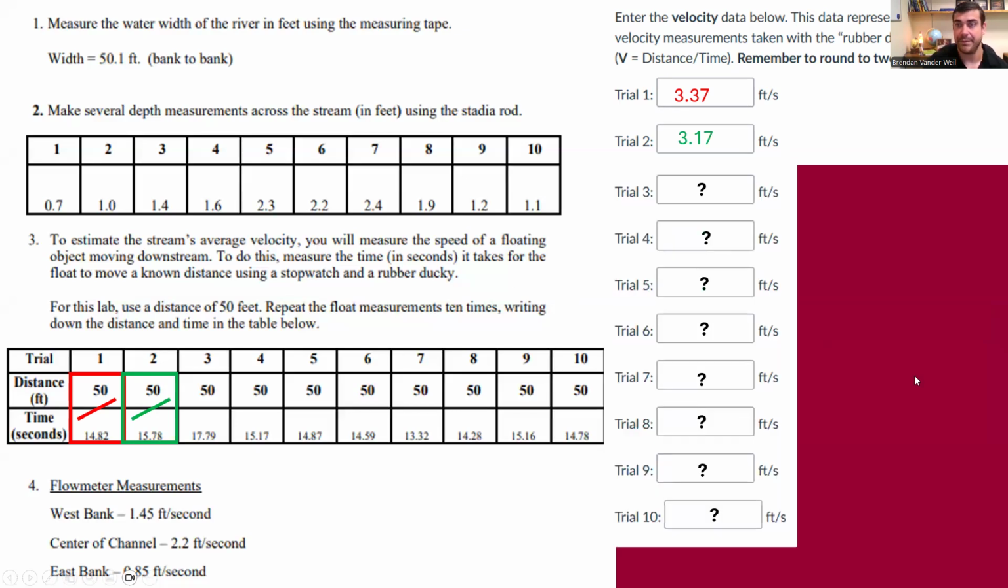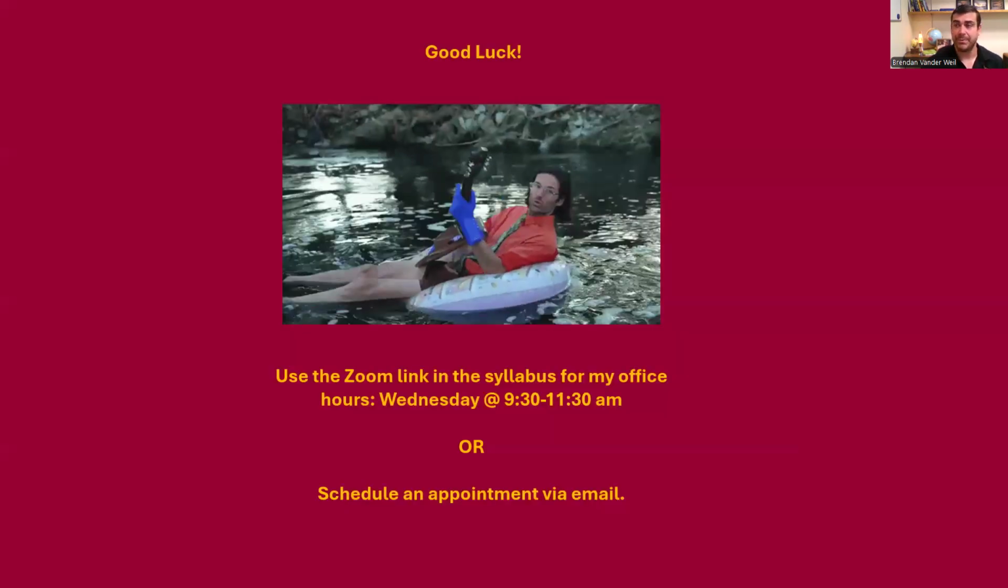You're going to do that for all of these 10 different trial runs, and then get a total for that, do an average for it, and then you'll do a little bit of work with these flow meter measurements down here. You're going to add them together and get an average as well. So add all 3 and divide by 3. Take the total, divide by 3, and you got it. And so good luck with that.